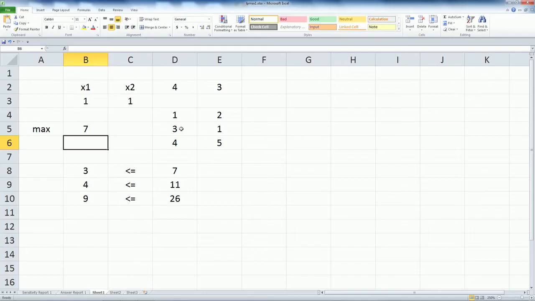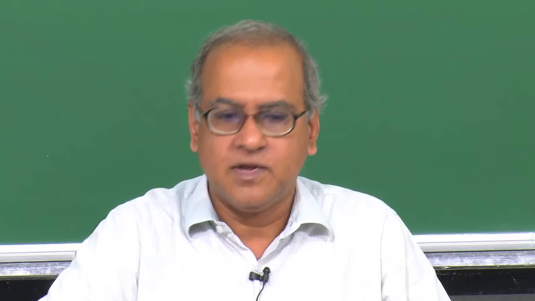Second constraint is 3x1 plus x2 is less than or equal to 11, and the third constraint is 4x1 plus 5x2 is less than or equal to 26. They have all been written here. So, now we have written the problem in the sheet and we now look at the solver.